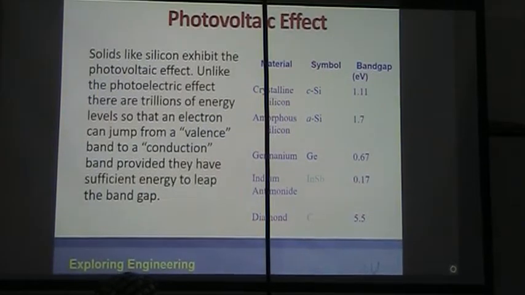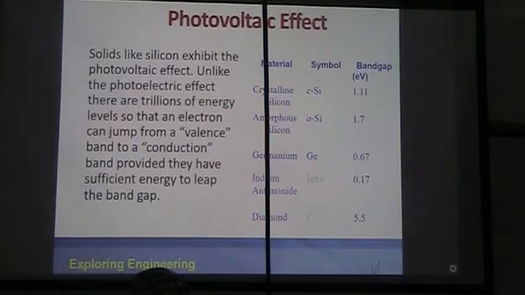All right, so we get the photovoltaic effect from solids. We have a lot of energy levels so that an electron can jump from our valence band to a conduction band if they have sufficient energy to leap the gap.